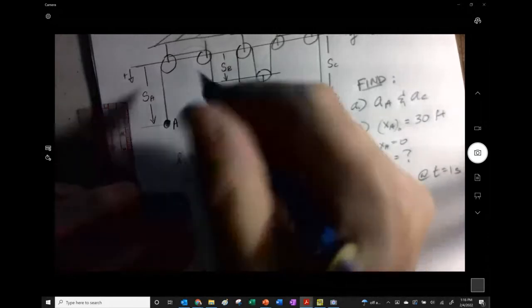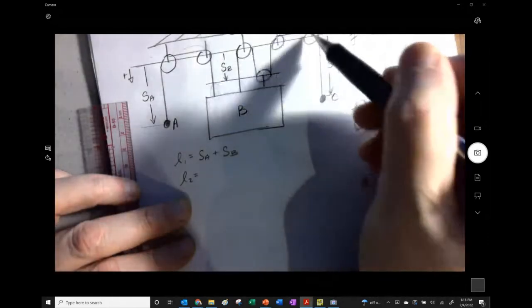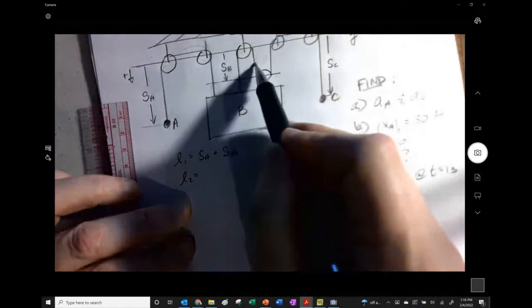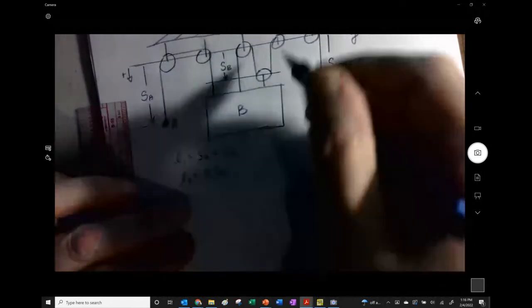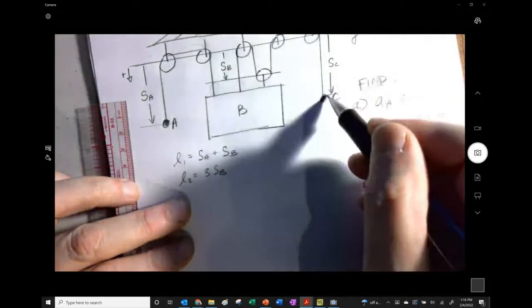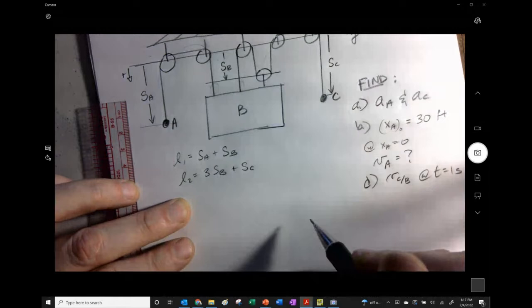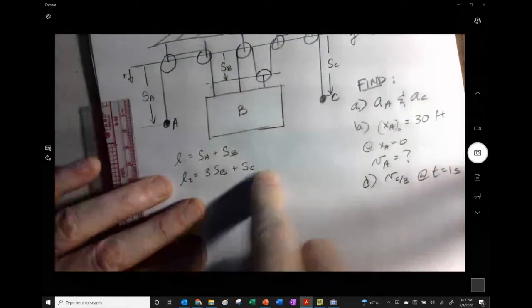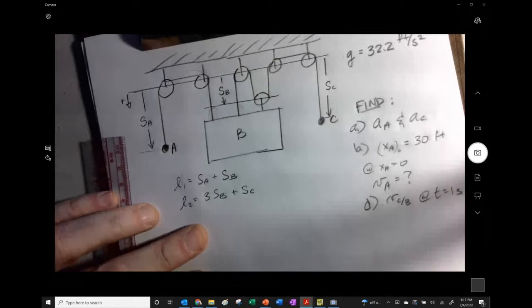So my second equation here is going to be this cable. And I can see there's 1, 2, 3 SBs, and then this length SC. If I did that too quickly, stop me and ask me, inquire, how did I know how to do that?